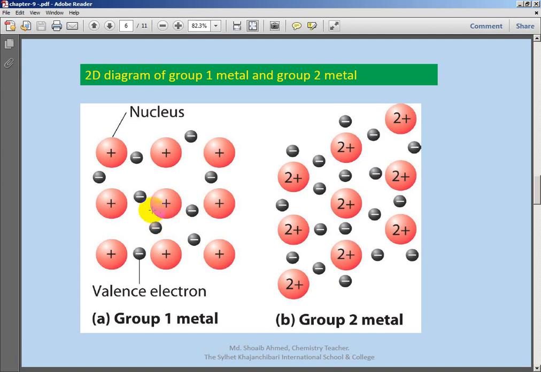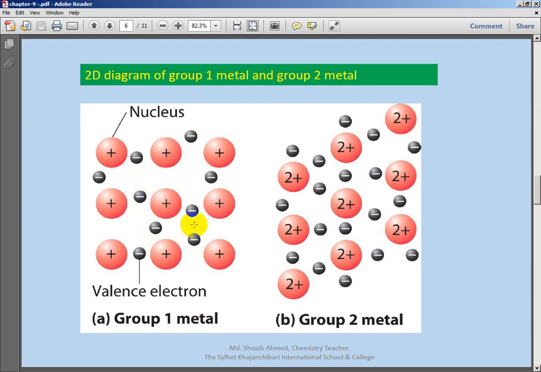Okay, leave it. In this nucleus, group 1 metals all form a 1 positive charge. You give the regular array, then the sea of delocalized electrons. You can give the sea of delocalized electrons.